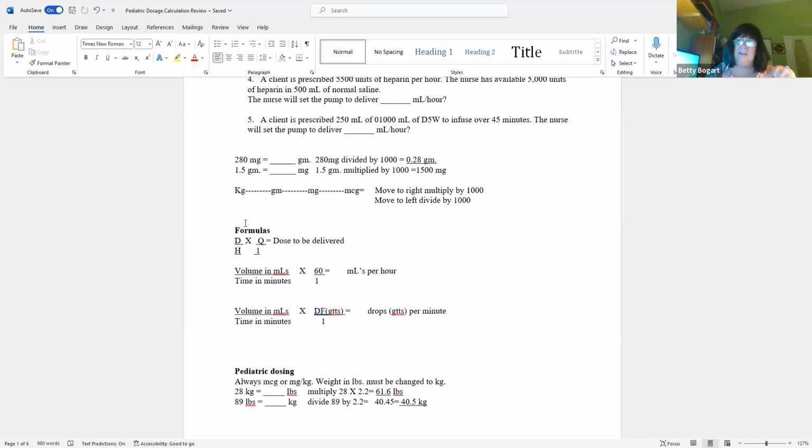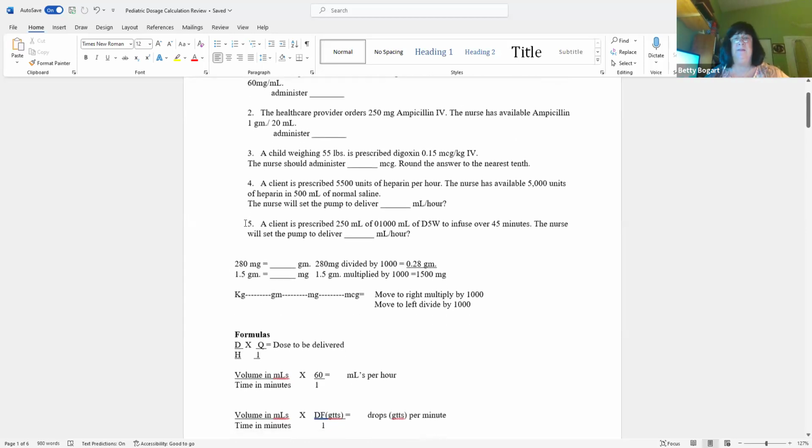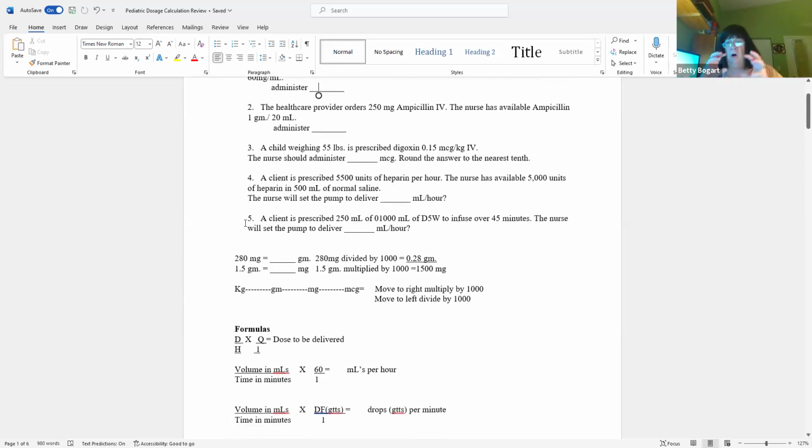On exams, I do not see many drop factors. Drop factor, drip factor, drops per minute is the same equation as mLs per hour, but instead of 60, you put in the drop factor. Okay, so those are your formulas. Now, the other thing when we're figuring out formulas is to make sure all of the milligrams, micrograms, units, milliunits are all the same. You can't have apples and oranges.